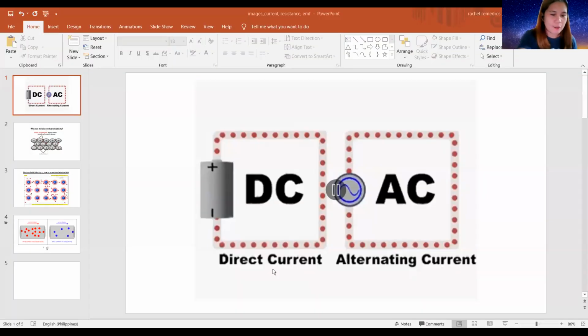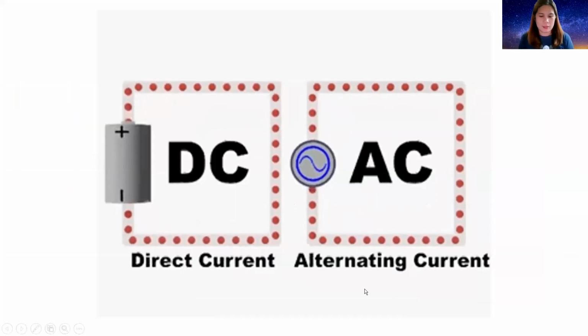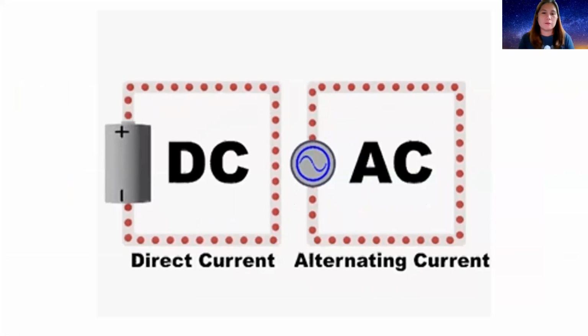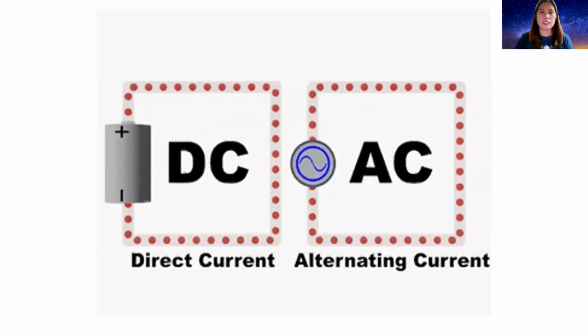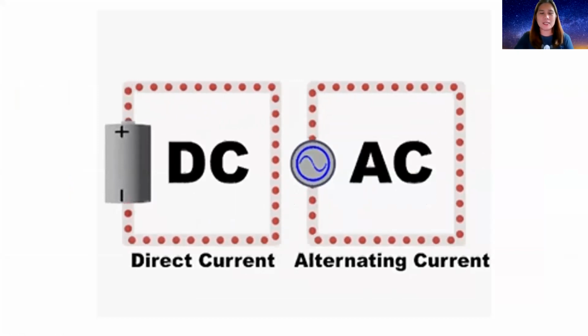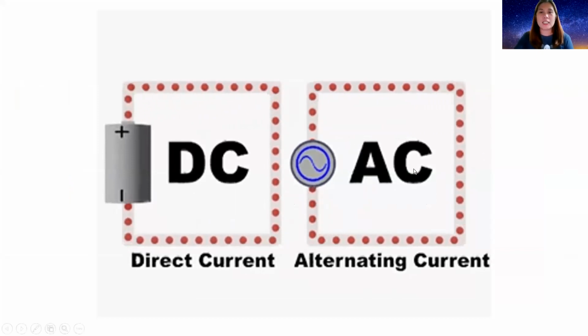Okay. So we have now reached our study of direct current, or DC circuits. So let's just have a very simplified differentiation between direct current and alternating current.